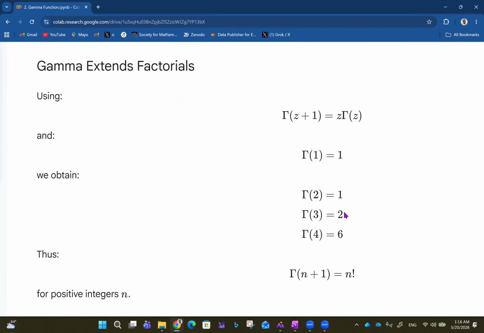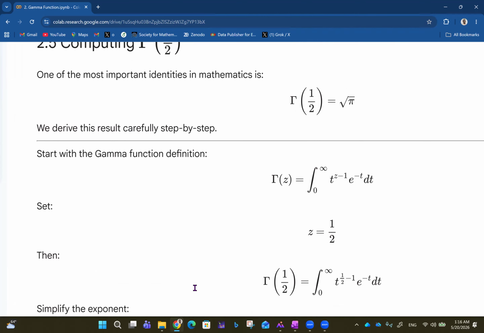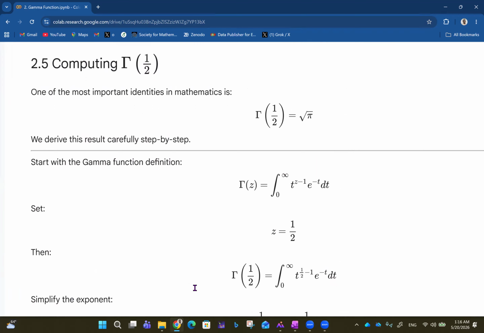Then gamma 3 is 2 gamma 2. So that's 2 times gamma 2, which is 1, so you get 2. Then gamma 4 is 3 gamma 3. So that's 3 times 2, which is 6. Thus, we can say that gamma n plus 1 is simply n factorial. So you see gamma 4 is 3 factorial, gamma 3 is 2 factorial, gamma 2 is 1 factorial for positive integers, established. So then can we compute the gamma of 1 over 2?